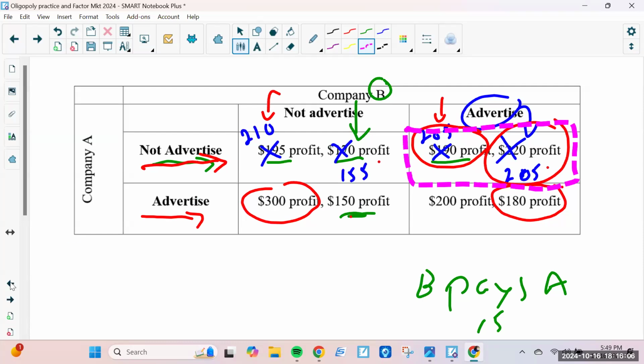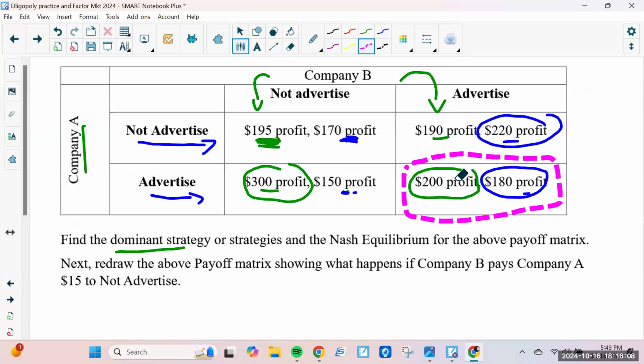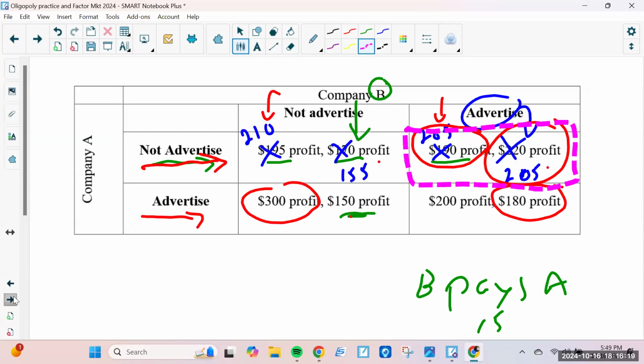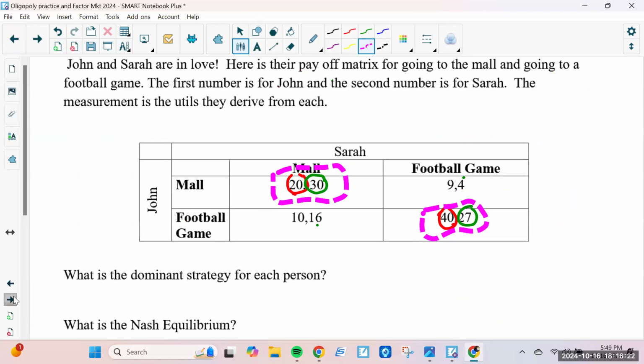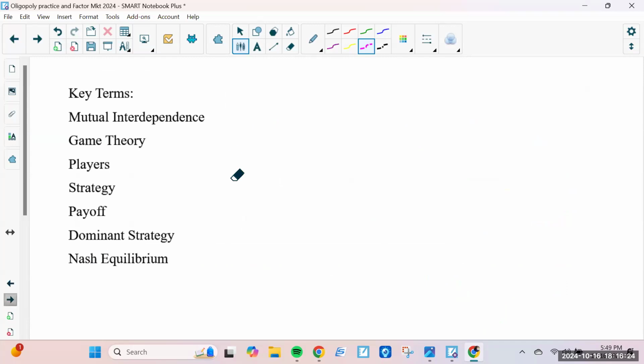What's going to end up happening, if you go back to the original one here, is they're going to end up with $200 profits. They're not going to end up with 300, even though I circled the 300 here. It's going to end up down here in this bottom right-hand quadrant. So that's mutual interdependence. The decision of one affects the other. Neither one of them can unilaterally make their own decision. Game theory is what this whole thing is called.